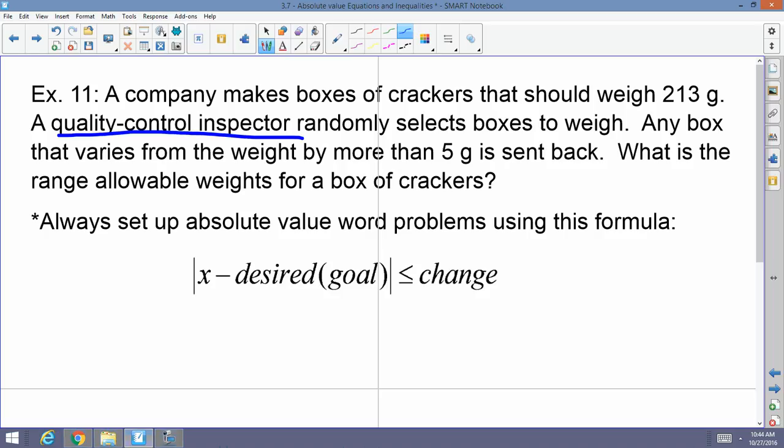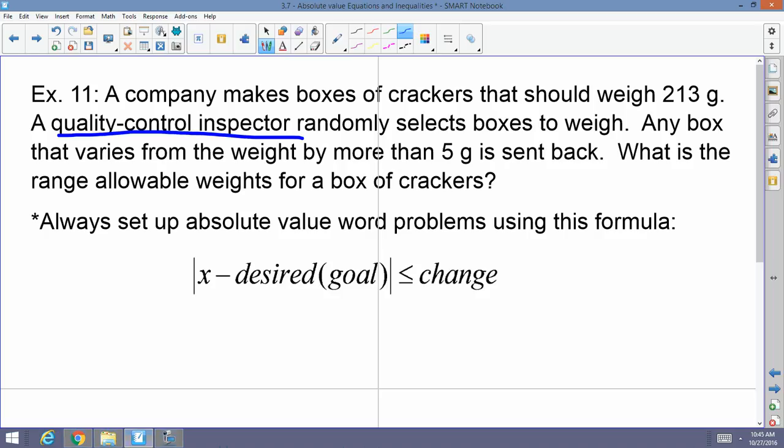You've got to be on point, but it's a very good job. You get paid a lot of money by multi-million and billion-dollar companies to make sure that the products are going out the right way, with the right weight, the right dimensions. So a quality control inspector randomly selects boxes to weigh. Any box that varies from the weight by more than 5 grams is sent back.